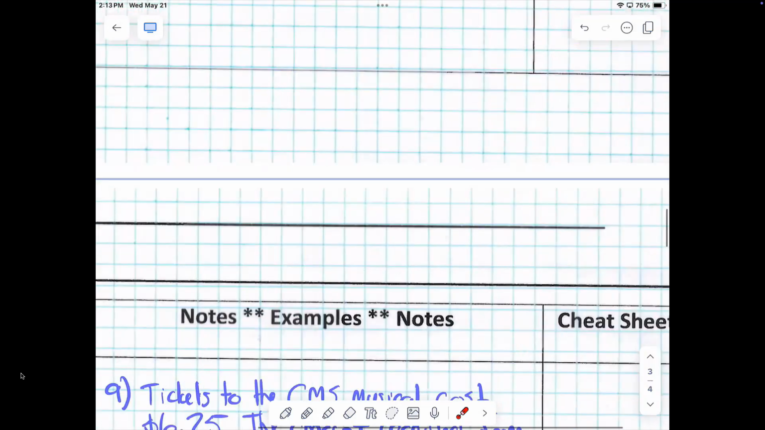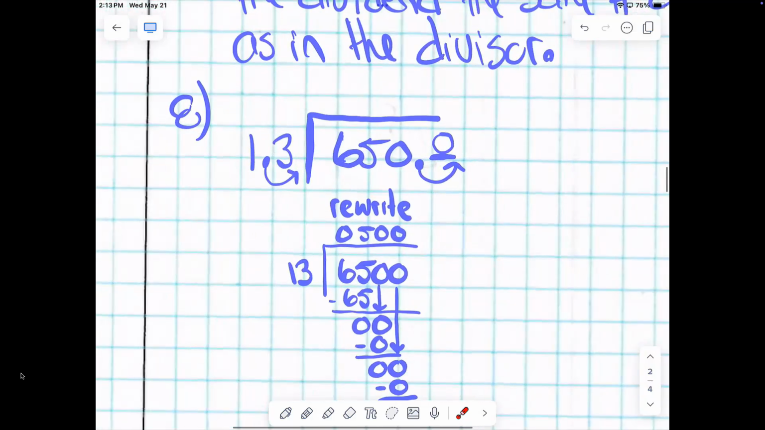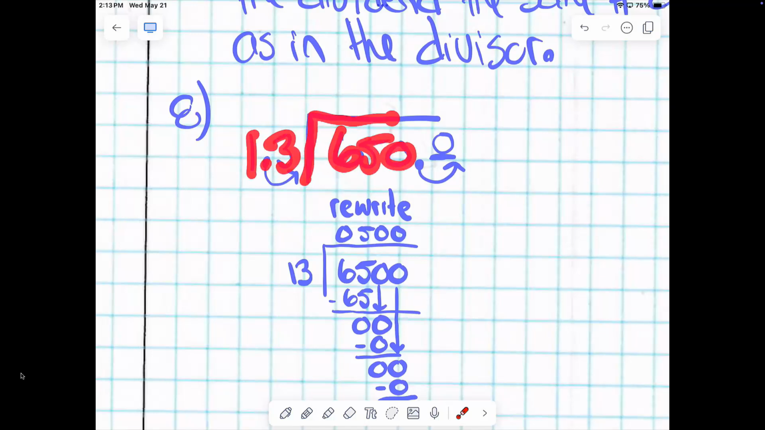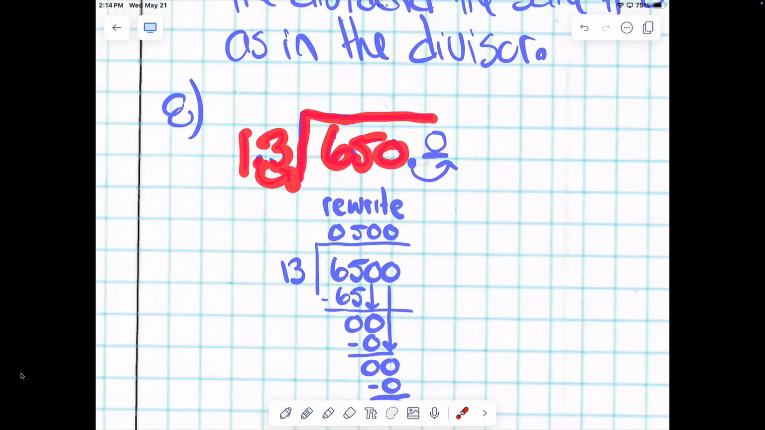What happens if you have a problem like this in which it was just 650 divided by 1 3/10? We knew we had to bunny hop to get rid of the decimal in the divisor, right? But there was no decimal here, so what did we have to add? No, we had to add the decimal, right? And then once we bunny hopped, we added the... You guys good?